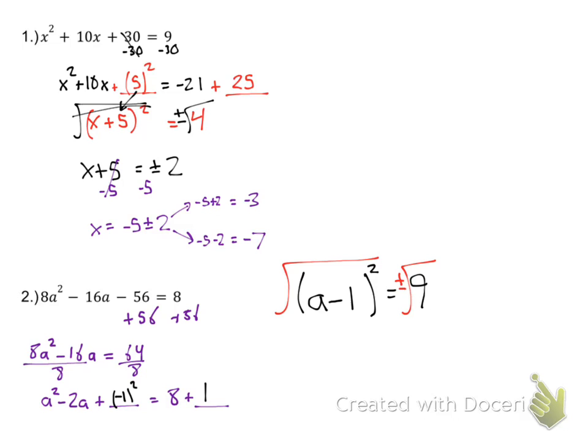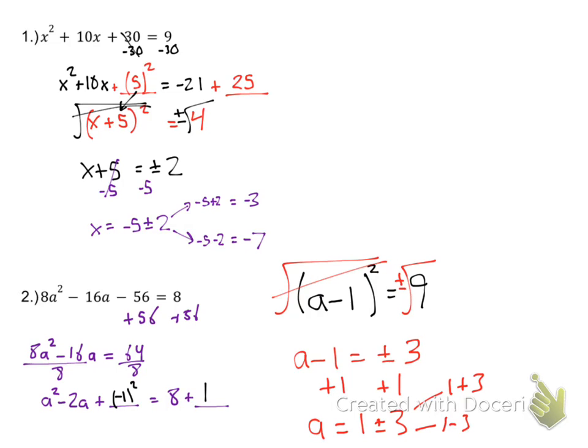Plus or minus. These cancel each other. A minus 1 equals plus or minus 3. Going to move the 1 to the other side, so I'm going to add it, but where am I going to place it? In the front. So it's 1 plus 3 and 1 minus 3, or 4 and negative 2. Two answers. We're happy. Check them. They work.